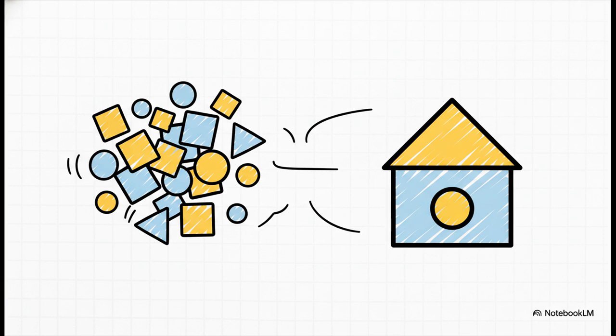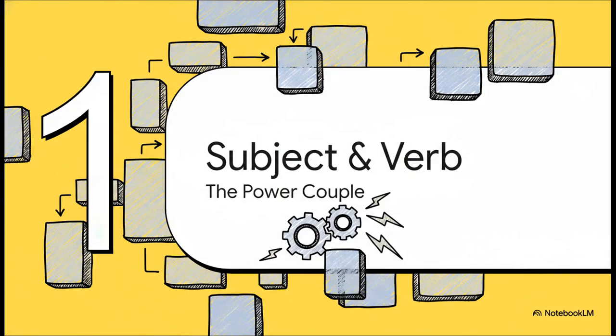The best way to think about it is like a set of Legos. Once you know what the basic blocks are and how they click together, you can literally build anything you want. Okay, so let's start with the two most important blocks in the entire box. These are the absolute foundation for everything else we're going to build. They are the subject and the verb, the inseparable power couple of every German sentence.